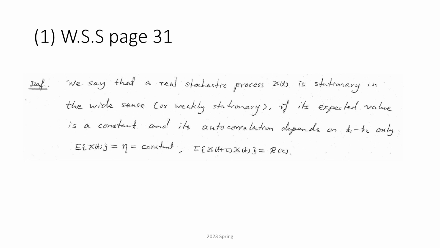The definition is if its expected value is a constant and its autocorrelation depends on T1 minus T2 only. Property is E[X(t)] equals eta, and the expectation of X(t plus tau) times X(t) equals R(tau). And actually, if the mean is a constant and the autocorrelation is constant over time, then the X(t) has a second order.